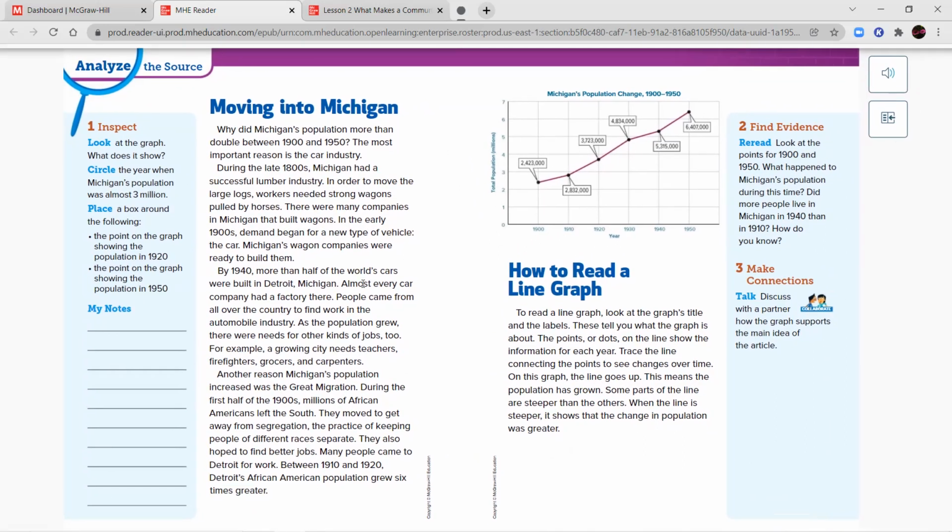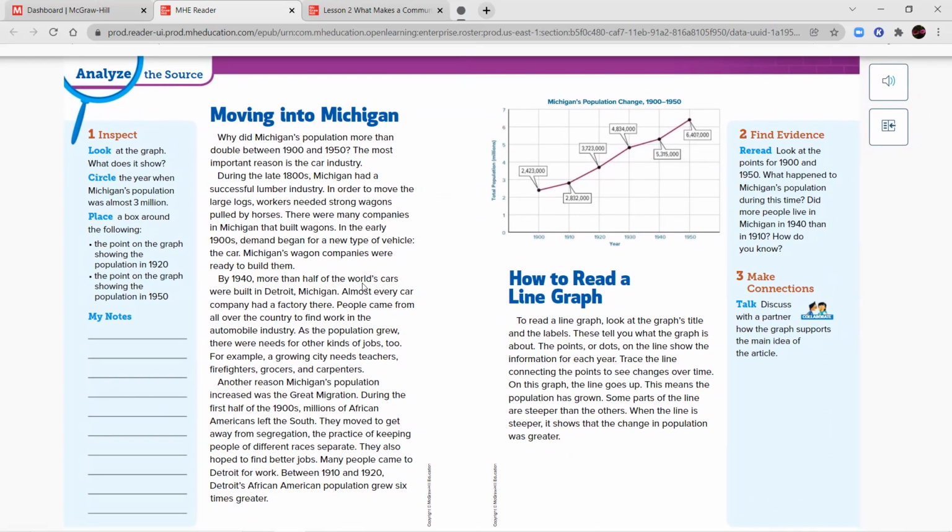Moving into Michigan. Why did Michigan's population more than double between 1900 and 1950? The most important reason is the car industry. During the late 1800s, Michigan had a successful lumber industry. In order to move the large logs, workers needed strong wagons pulled by horses. There were many wagon companies in Michigan that were built in the early 1900s. Demand began for a new type of vehicle, the car. Michigan's wagon companies were ready to build them.